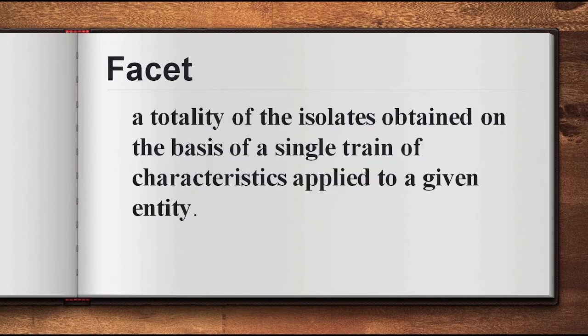Facet. It contains isolates which have some common properties. These isolates are subdivisions of one facet. A facet is a totality of the isolates obtained on the basis of a single train of characteristics applied to a given entity.